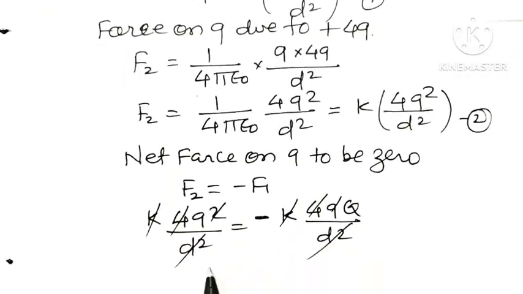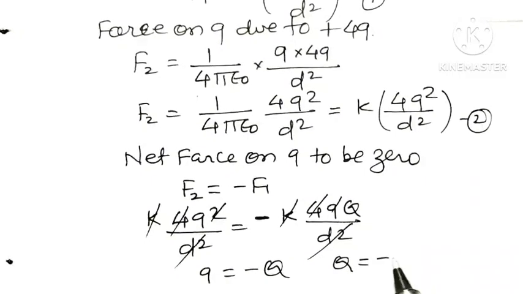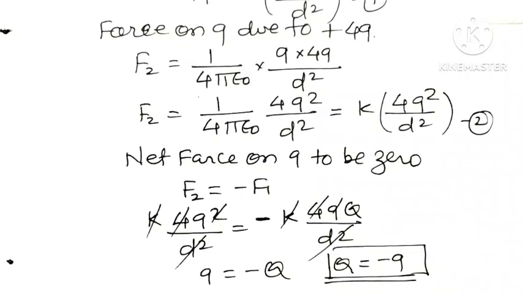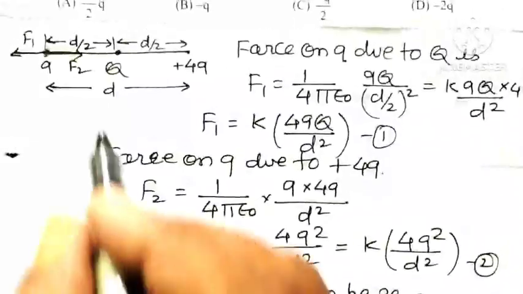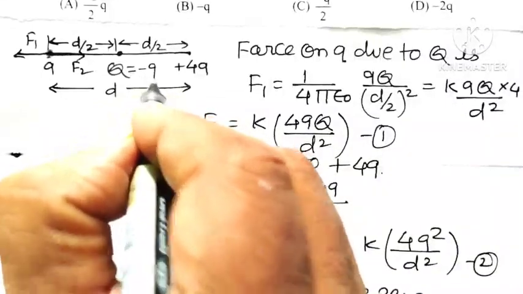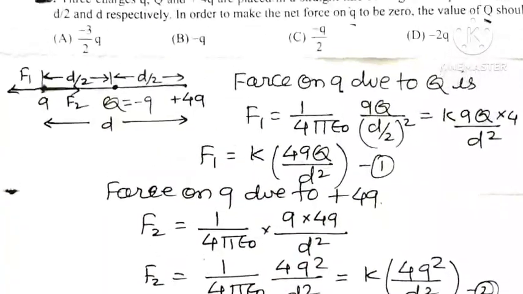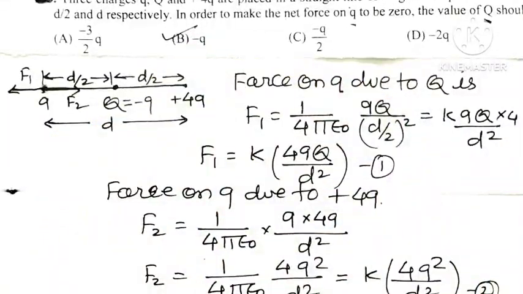Finally, we have small q equal to minus Q, or capital Q must be equal to minus q. So when the charge capital Q equals minus q, then only the force acting on this charge is 0. So out of the 4 options, option B, that is minus small q, is the correct option for this question.